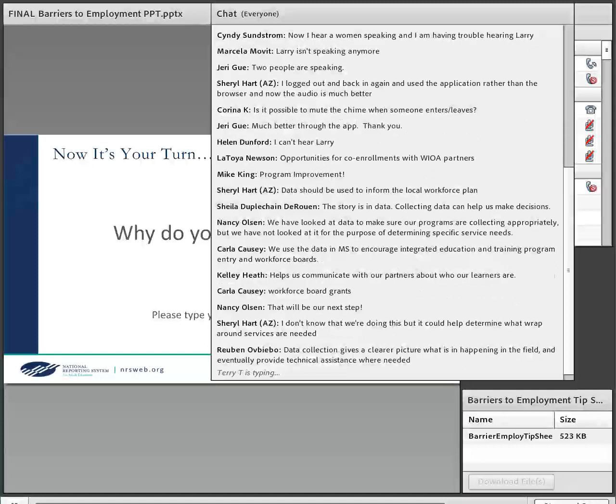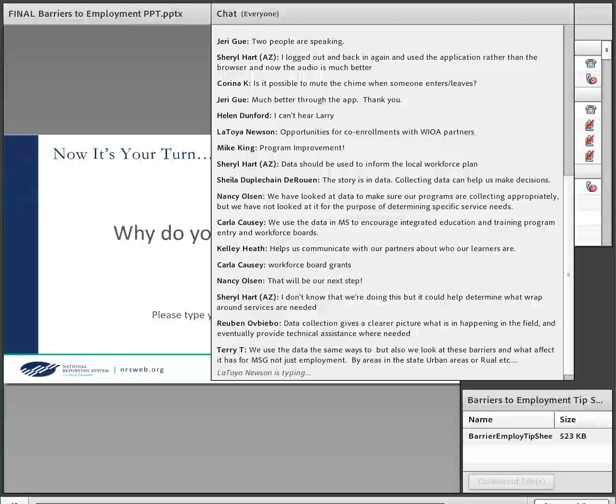As Cheryl said, I don't know that we're doing this, but it could help determine what wraparound services are needed. That's a fantastic way to use this information. Data collection gives a clearer picture of what is happening in the field and eventually provide technical assistance where needed. Great.